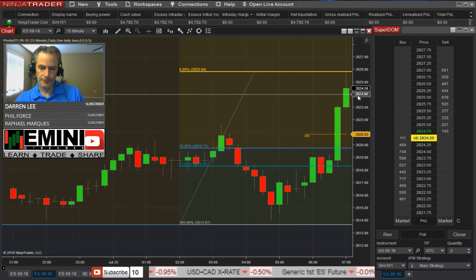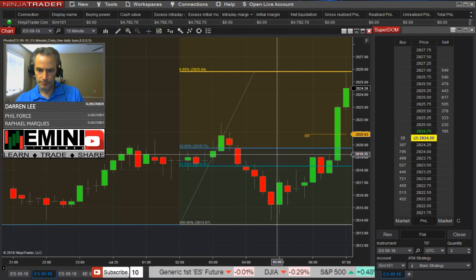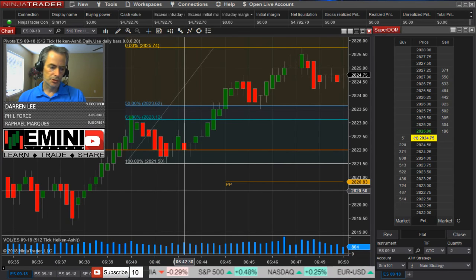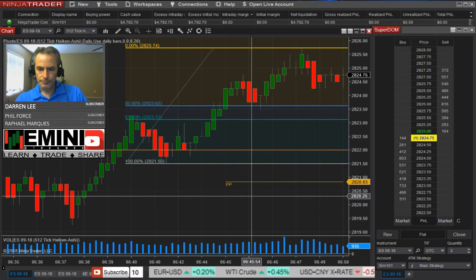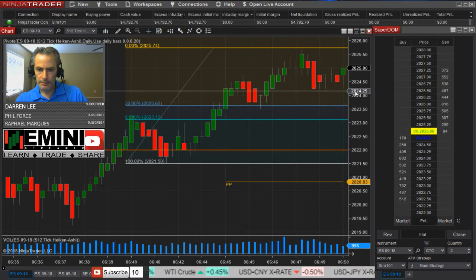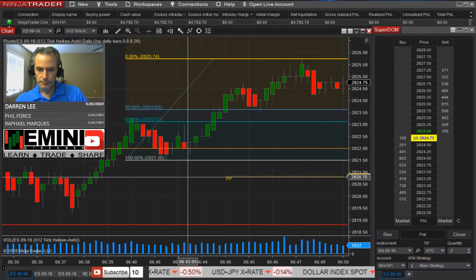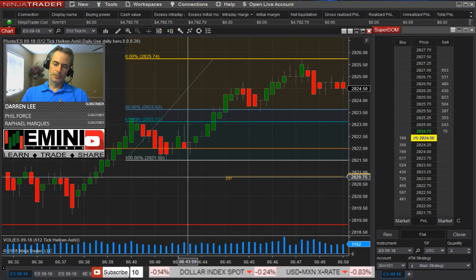That's how it's looking on the 15-minute chart. If you're just joining the stream, welcome. Appreciate you guys stopping by. Just waiting on the market to form a trend here and give us a nice pullback for a long.